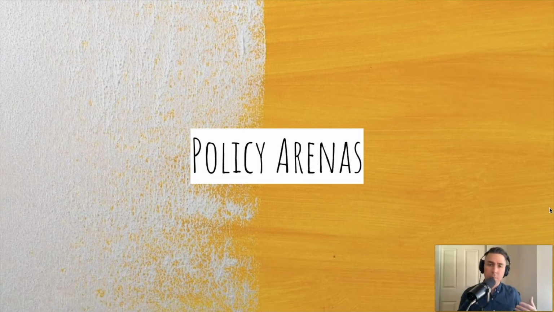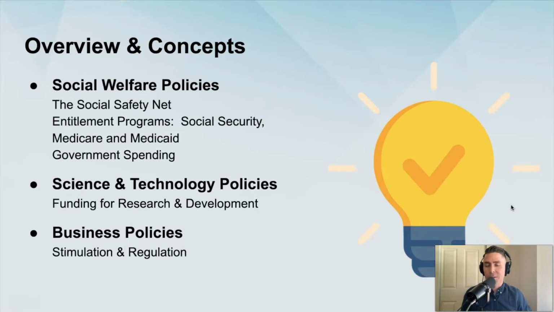and we're going to be looking at different policy arenas. In other words, what is the intended purpose of the policy? We're going to be spending a lot of time talking about how the government spends money. And we're going to be looking at some of the biggest sources of spending in the federal budget every year. We're going to be looking at things like Social Security, Medicare, Medicaid, and other types of spending. And that's really going to be the primary focus of our video this time.